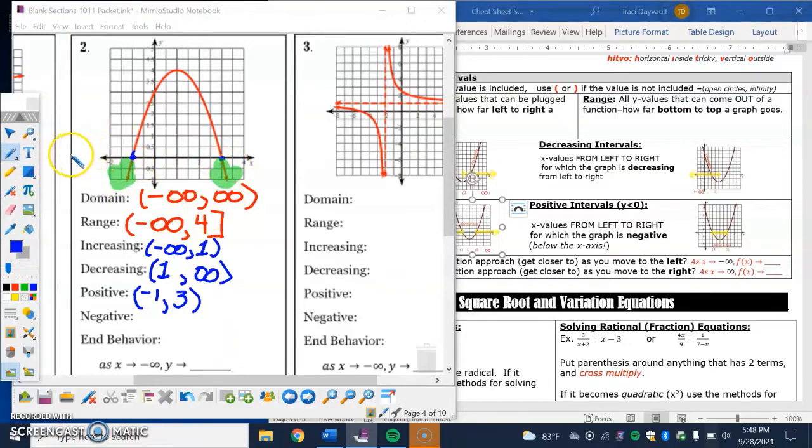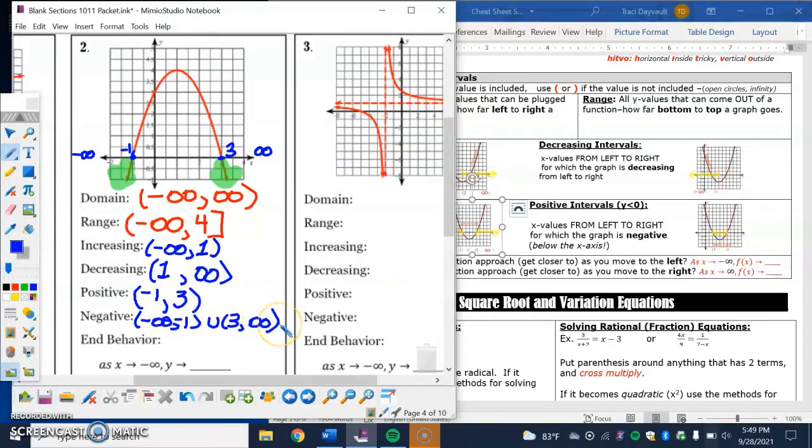So basically when x goes from negative infinity to -1, all of these y values are going to be negative. And then it's going to be negative again for what values of x? Starting at 3 and going to infinity. So it's negative from negative infinity to -1. We put a U for union when there are more than 1 intervals.